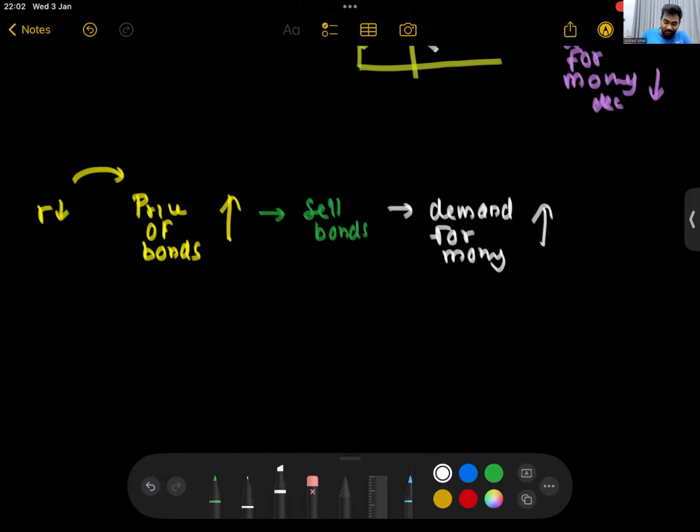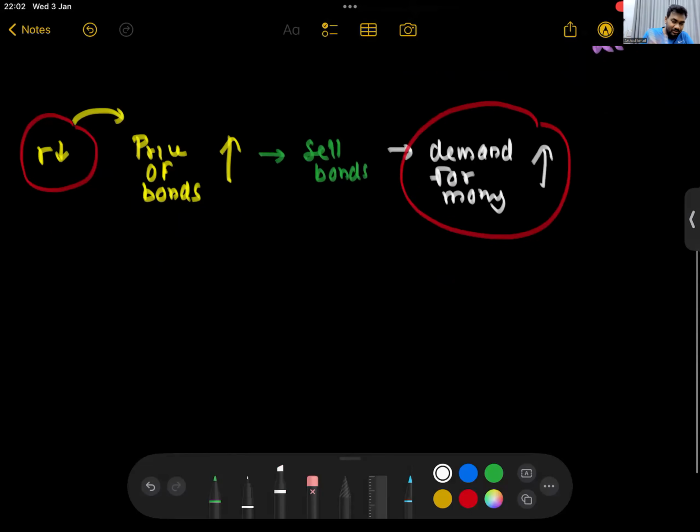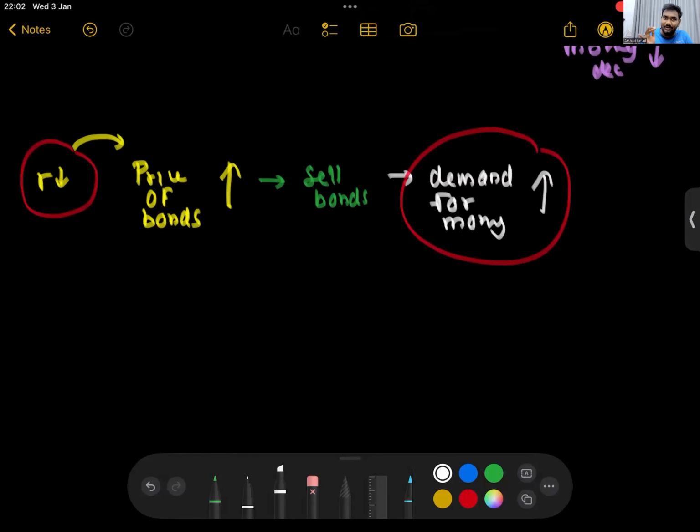Got it? When interest rates come down, demand for money, speculative motive goes up. Same thing, opposite. Now we'll go through the opposite again without talking about the bank account.